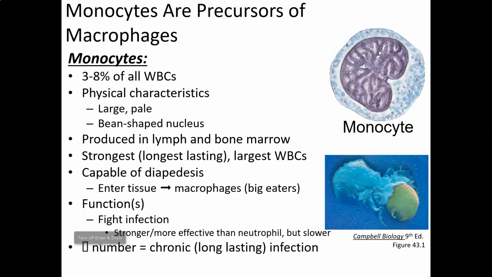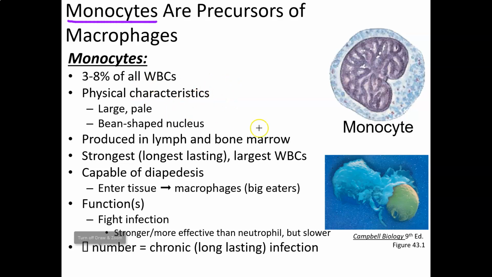Okay, so let's take a look at the monocytes. And monocytes are, again, our first agranulocyte. So this one does not have any granules in the cytoplasm. It makes up about 3 to 8% of all white blood cells. They're very slow acting, but they tend to be the stronger of the white cells, especially in terms of phagocytosis.